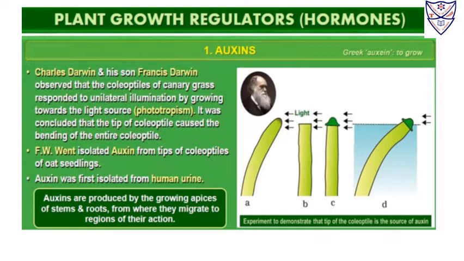Then F.W. Went isolated auxin from the tips of the coleoptiles of the oat seedling. So this is how they came to the conclusion that auxins are produced on the growing apices of stems and roots from where they migrate to the region of their action. Auxin actually comes from a Greek word which means to grow. So it causes the plant to grow towards the sunlight.